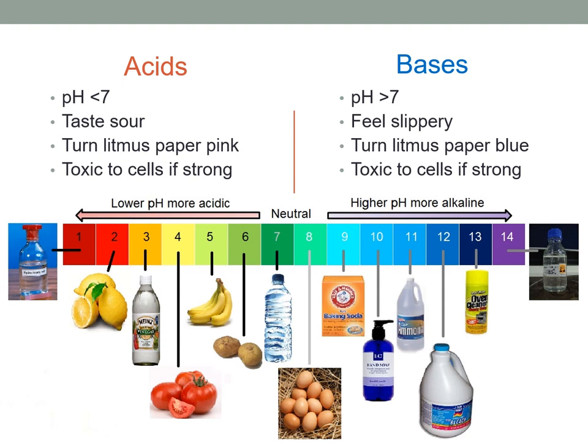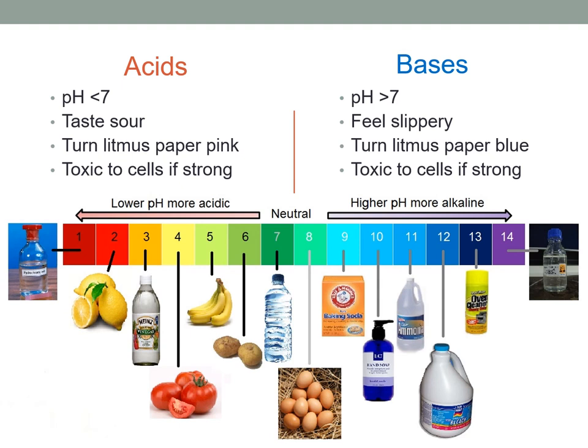Bases have a pH greater than 7. They tend to feel kind of slippery. So if you've ever had some bleach that you got on your hand, which please wash off right away, right? But soap, ammonia, they have kind of a slippery feeling to them. Semen is basic, it's alkaline, has kind of a slippery feel, kind of a soapy taste, like most things that are basic. And they can be toxic to cells if they're strong, just like acids can, right? Either of them can be really toxic if they're too strong.